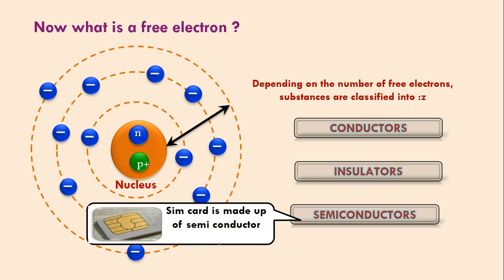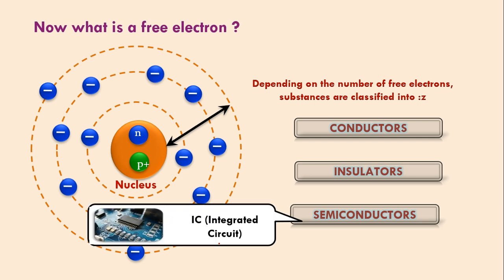Like the SIM card is made up of a semiconductor. Semiconductors like silicon and germanium come under semiconductors. With their help we can develop SIM cards, and motherboards. You can see the IC, integrated circuit, on the motherboard. They are also made up of semiconductors only.